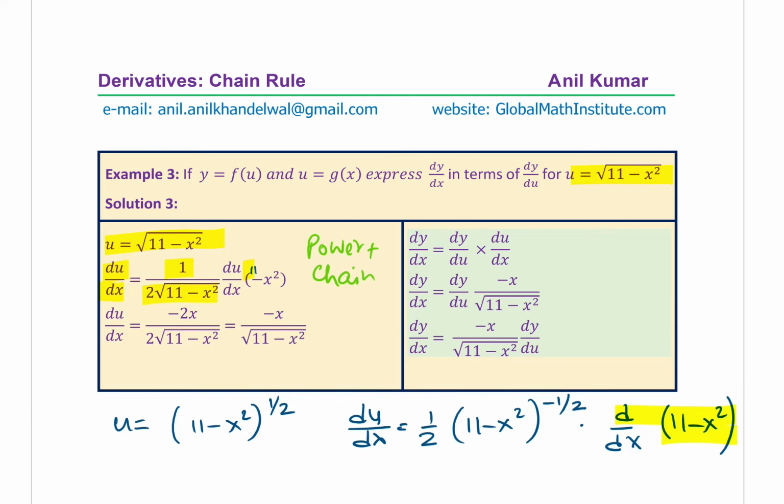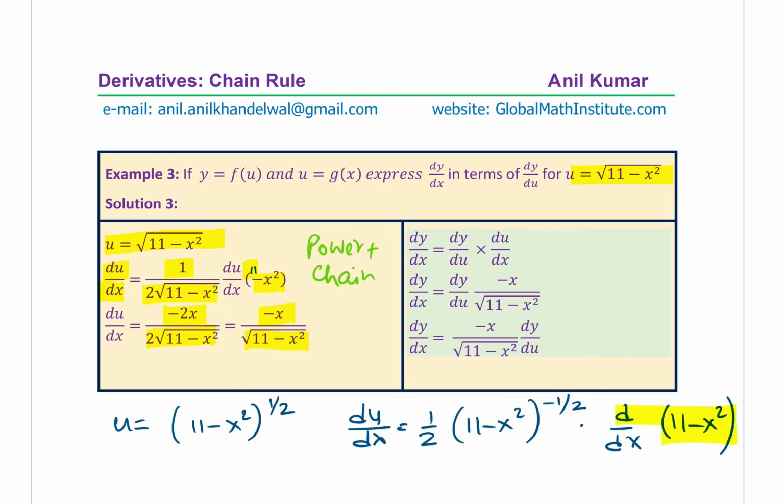Perfect. So 11 minus x squared. Now the derivative of 11 minus x squared is minus 2x, which I have written right there. So minus 2x is the derivative of 11 minus x squared, and already we had 1 over 2 times the square root of 11 minus x squared. Now 2 and 2 cancel, so you get your result, which is minus x over square root of 11 minus x squared.